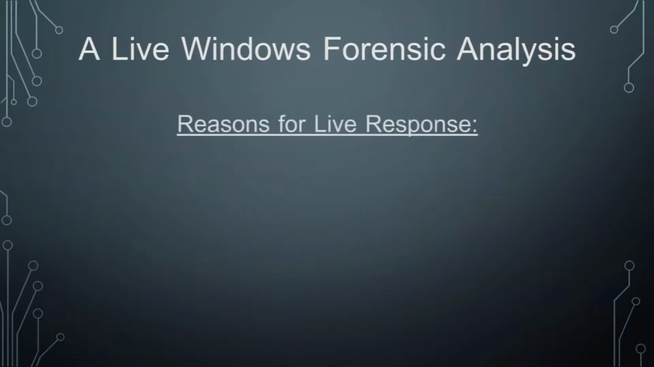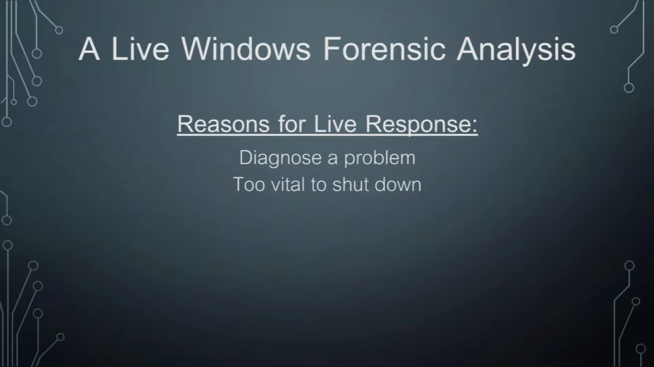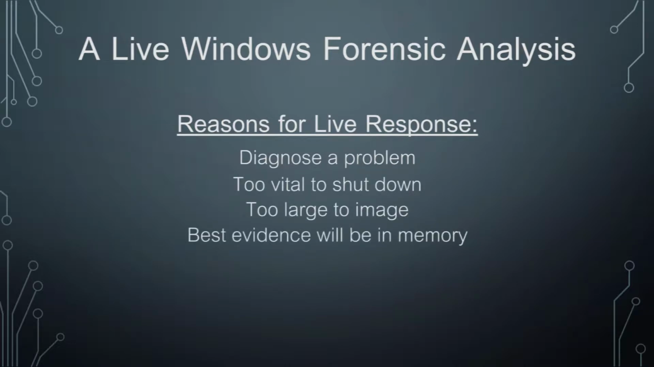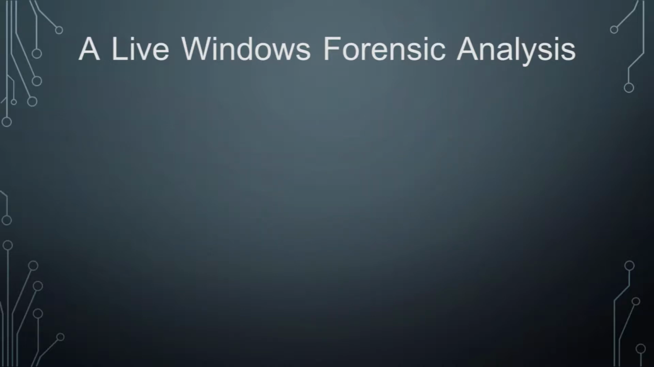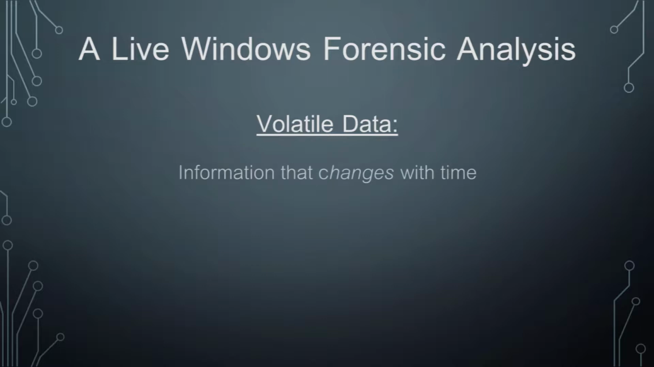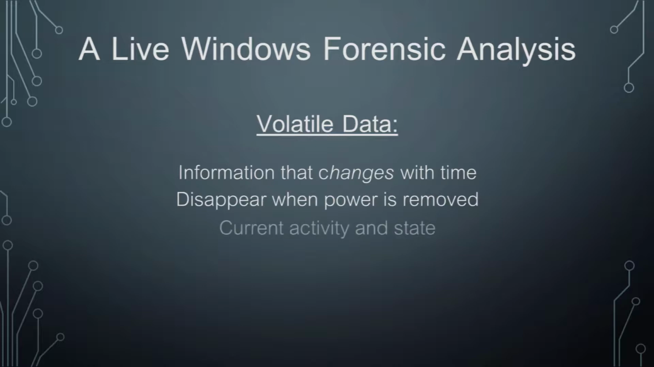You might want to perform a live response instead of a forensic investigation to diagnose a problem if the target system is too vital to shut down or too large to image, or if you believe the best evidence you need exists in memory. The goal of this response is to analyze volatile data, information that changes with time, or clues that disappear when the power turns off. Our priority is to record current activity and state and to collect data from memory before collecting anything else.